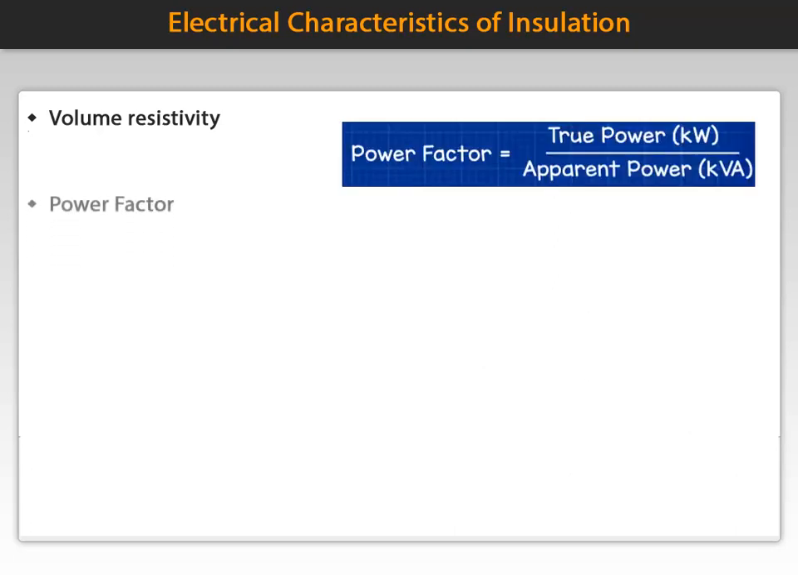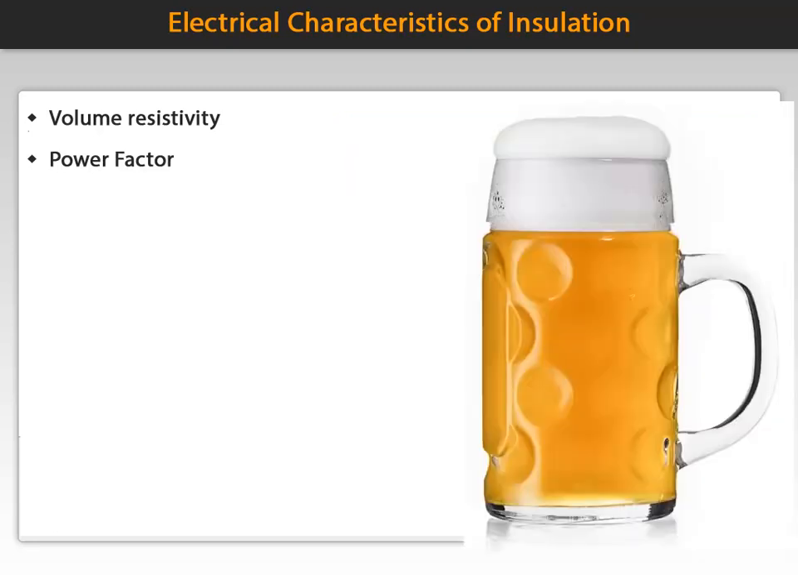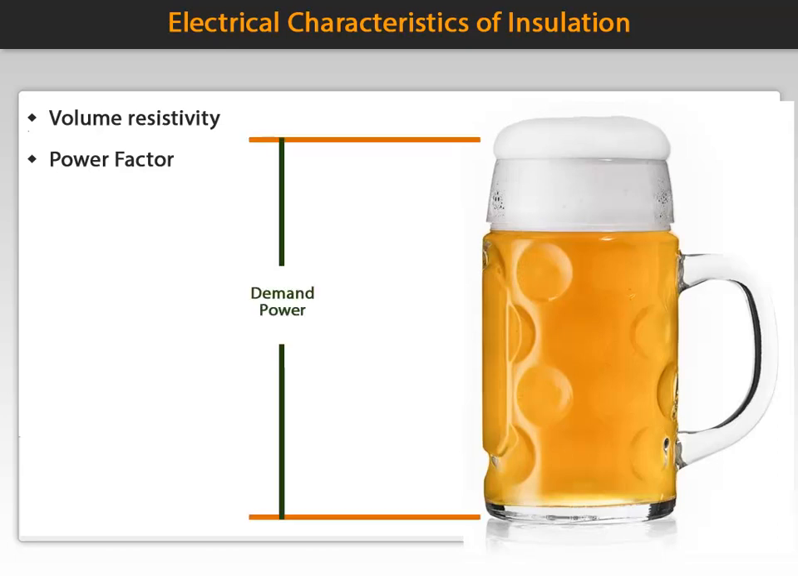Power factor is another concern. Just as a refresher, the formula for power factor is seen here. Let's reflect on the concept a little further by looking at the beer that made power factor famous. The entire mug represents the demand power required. The liquid portion is the useful power, while the foam represents the wasted power.